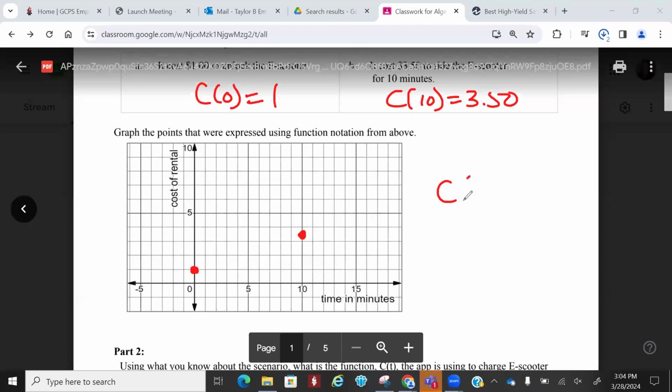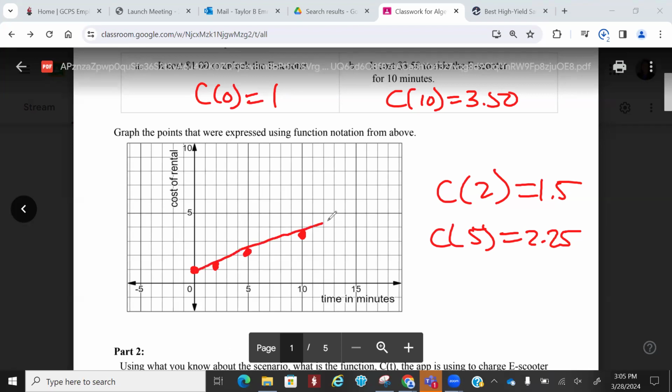Okay, so read those again. C of 2 equals what was the other one? C of 5 equals 2.25. Okay, so you're going to put (2, 1.5), and then graph that last one: over 5 and up 2.25. Okay. Now you can connect these dots. Notice the line is a little janky, but this is a linear equation, right?